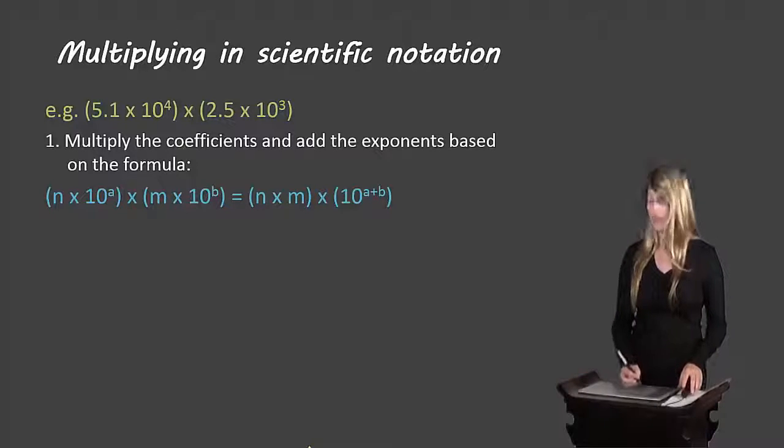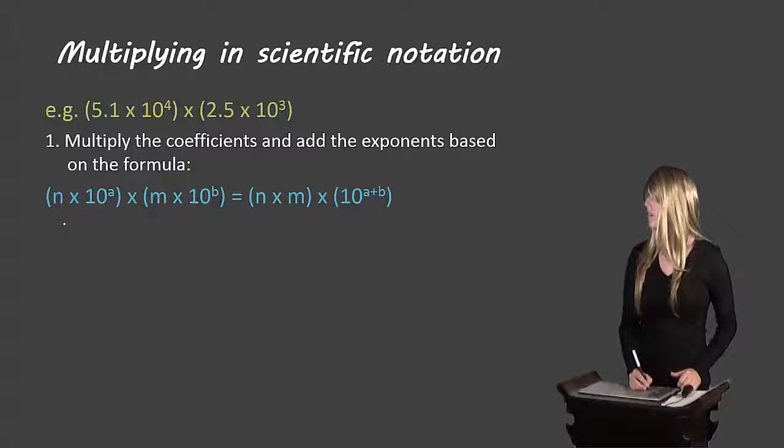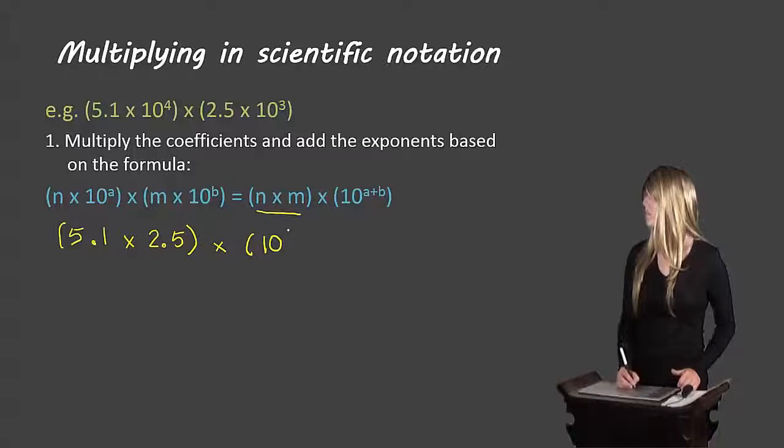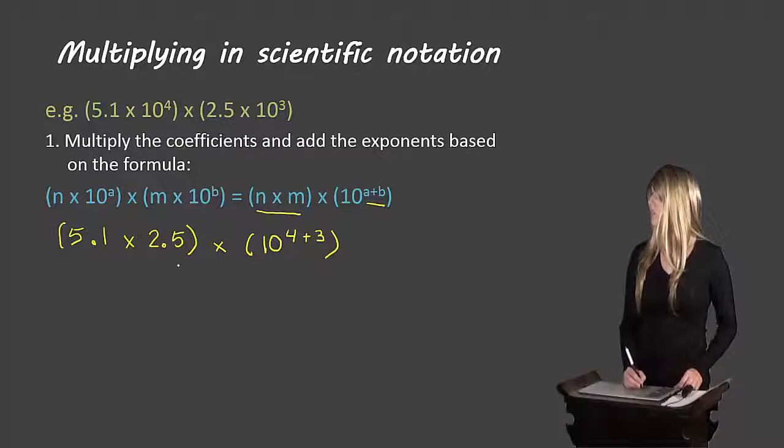So in this case, we would end up with 5.1 times 2.5, so those are our coefficients being multiplied by each other, times 10 to the power of a plus b, so this would be 4 plus 3. So those are exponents being added together. And in this case, we'll end up with 12.75 times 10 to the 7.